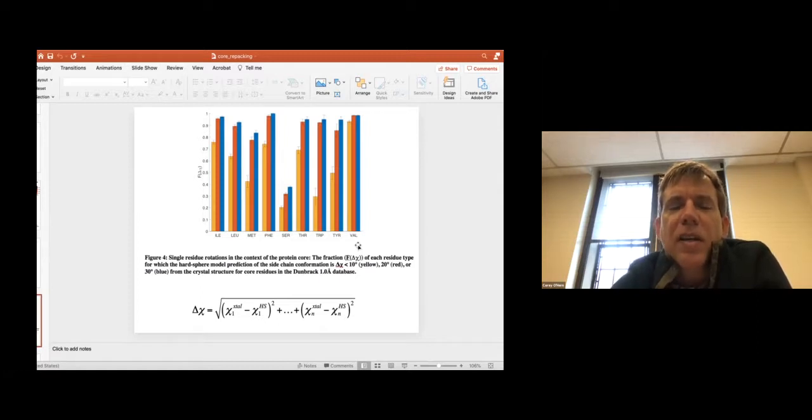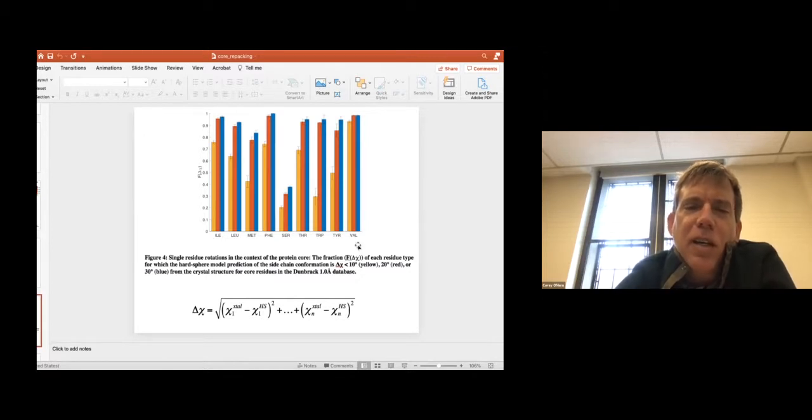One is methionine. The problem with that is it has 3 sidechain dihedral angles, and the third one, the chi3, is notoriously very difficult to determine from X-ray crystal structures. The electron density is noisy or fuzzy there, and so it's known that for methionine, the chi3 is difficult to predict. So if we leave off chi3, then methionine goes back up to 90%.